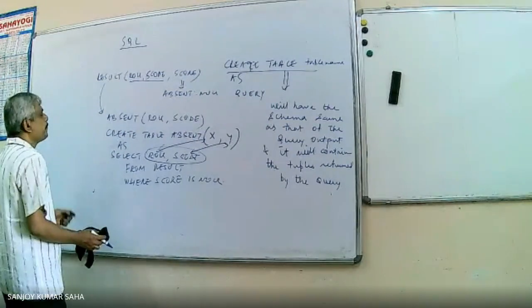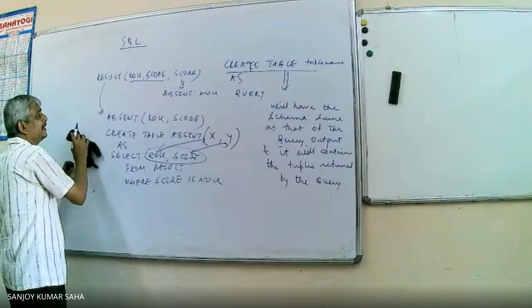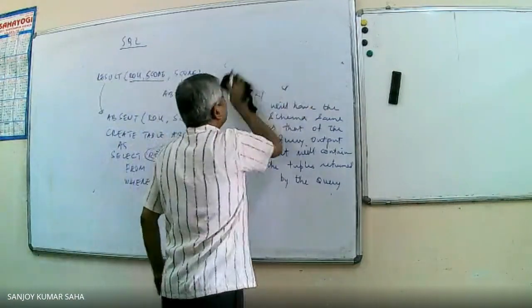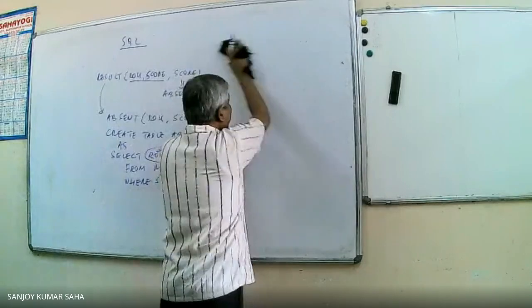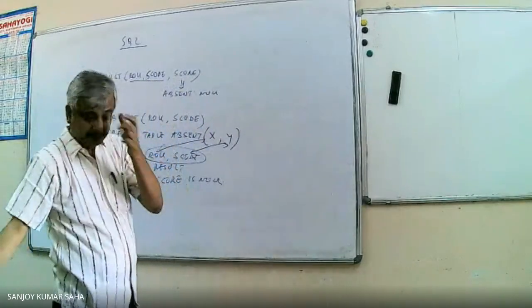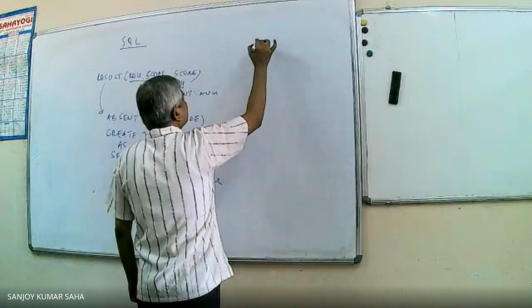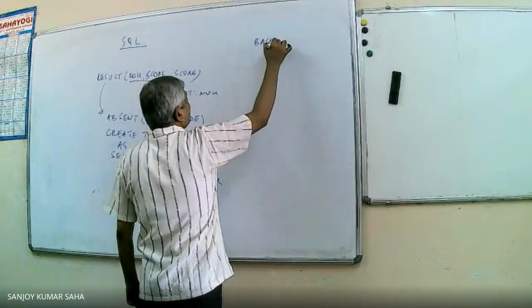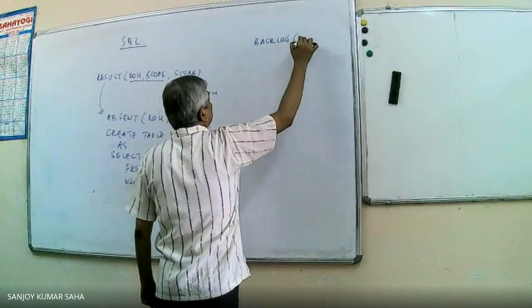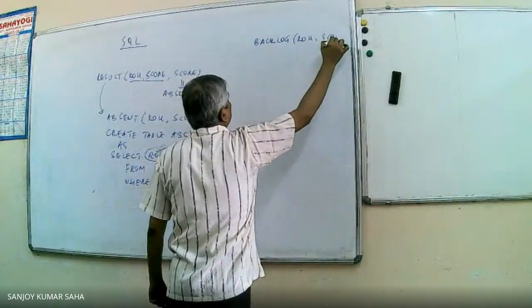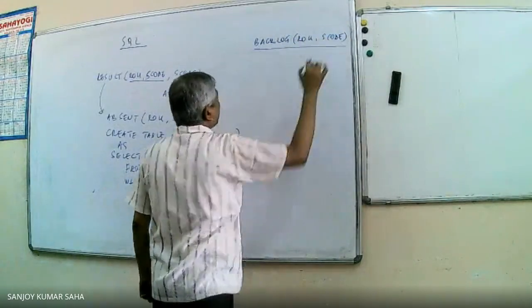Now suppose we created a table like this, backlog, roll, score. The students were having the backlog.